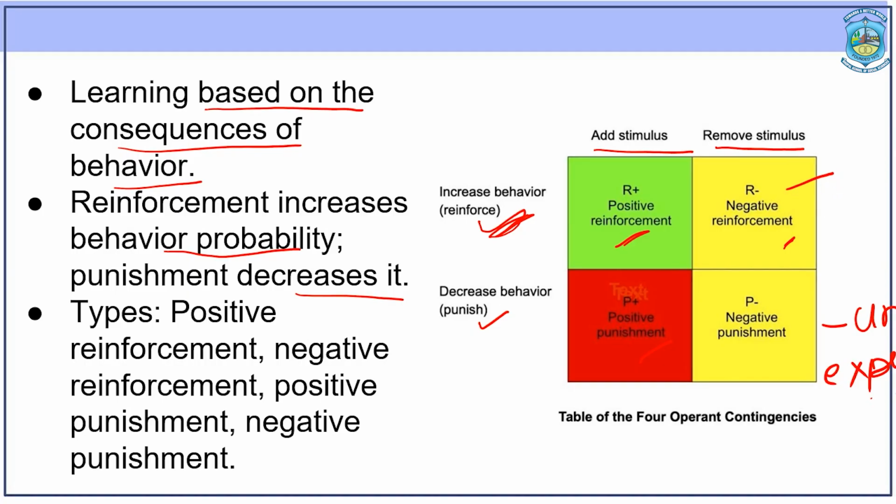Reinforcement will always result in pleasant experiences. And with this, we try to modify the behavior. So with pleasant experiences, the tendency of the behavior will increase. With unpleasant experiences, the tendency to repeat the behavior will reduce.